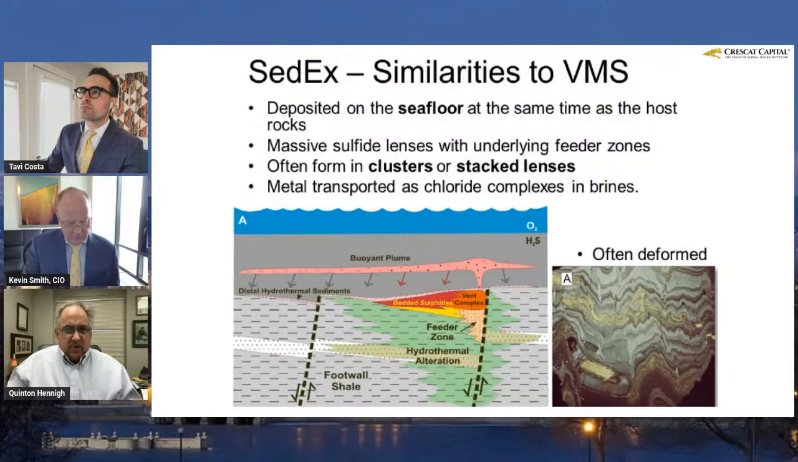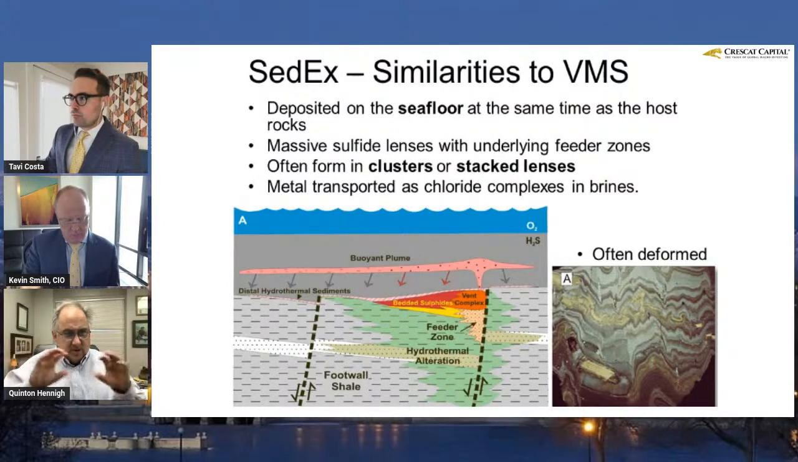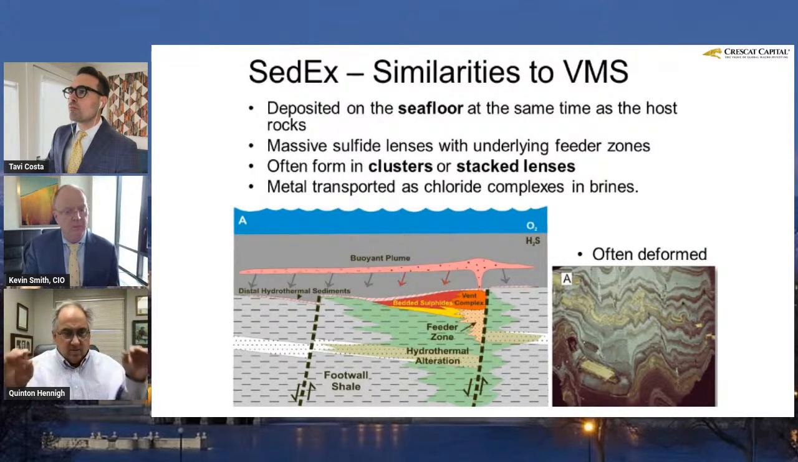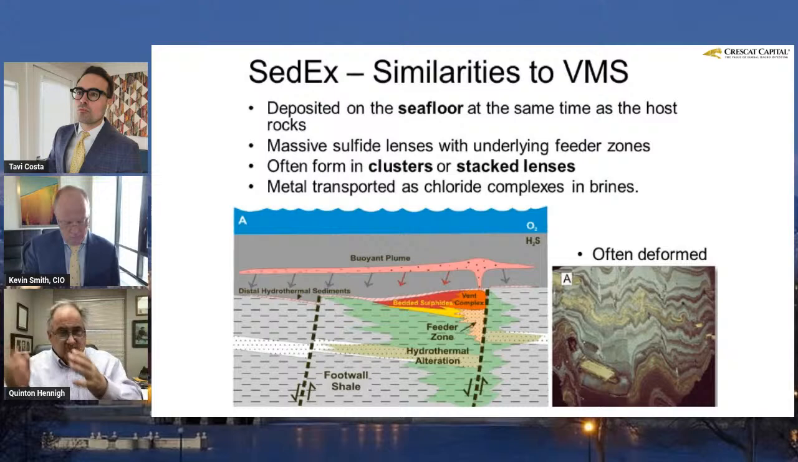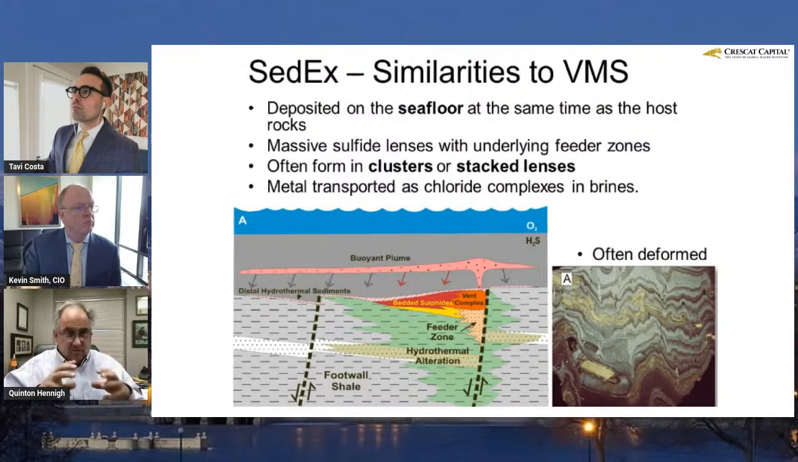So these SEDEX deposits are similar to VMS in many ways, but they don't necessarily have that direct volcanic association. Most of them are hosted by sedimentary rocks like muds and shales and fine grained rocks like that. And oftentimes when they are deposited, layers of almost pure sphalerite, which is zinc, and galena, which is lead, are mixed with muds.